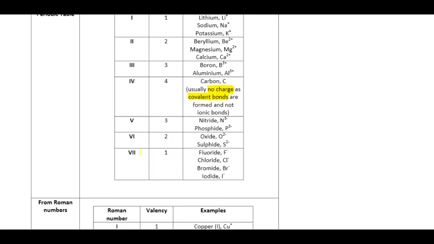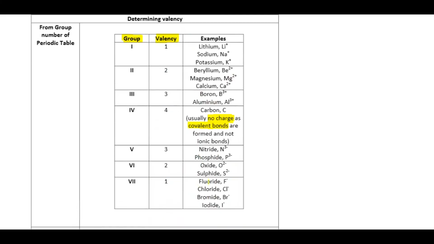And group 7 elements, they will have a negative 1 charge, right? Because they will gain 1 electron, so 7 plus 1, you will get 8. Originally they have 7 electrons in the outermost shell. They will gain 1 electron to form 8 electrons. When you have 8 electrons in the outermost shell, it becomes stable. But in gaining this 1 electron, they will gain an overall -1 charge. So group 7 elements have a valency of 1, because they have a -1 charge when they actually form ions.